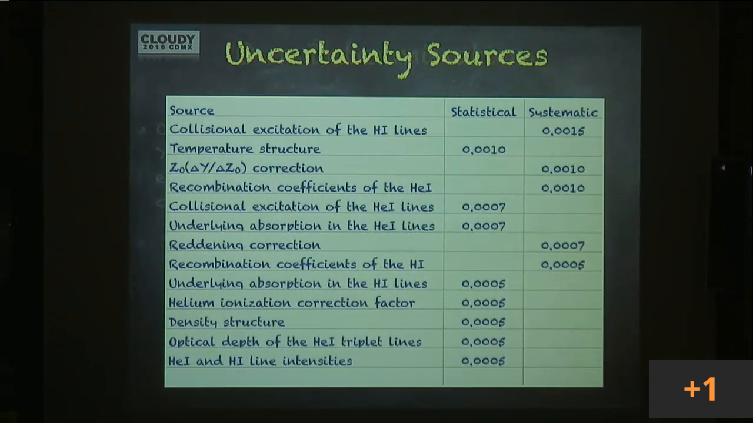We have looked for the uncertainty sources in what we're doing. We have found 13 uncertainty sources. A few of those are statistical. A few of those are outside what we can do within H2 regions directly, so they become systematic. If we add them up, we have 18 units of error in the statistical part, 22 on the systematic part.